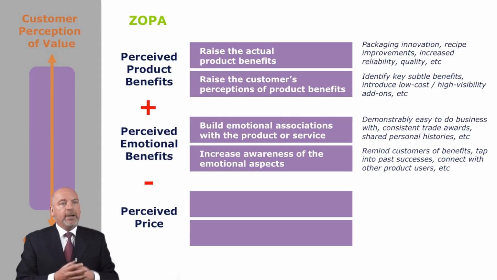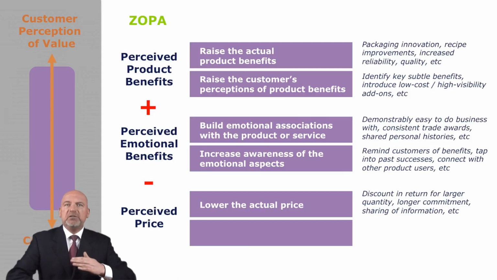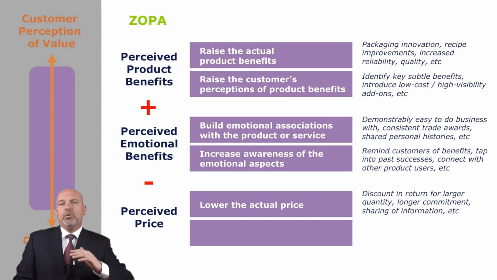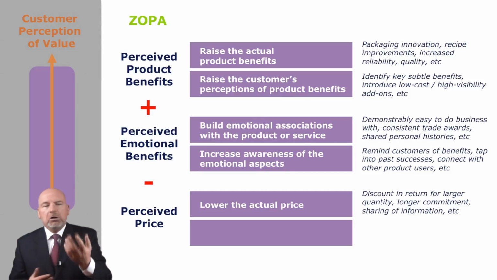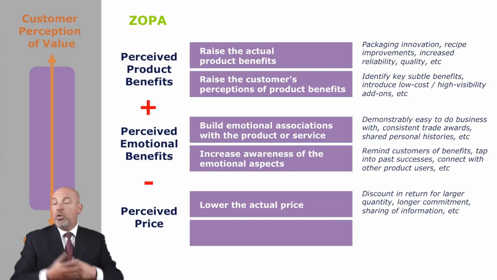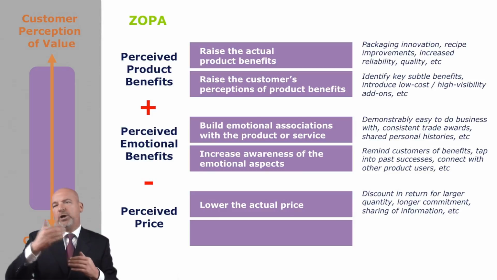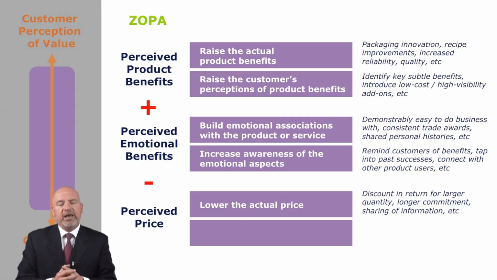The fifth way to increase the ZOPA is obviously to lower the actual price, not necessarily the cost associated with it. But if you're going to lower price, you give it in exchange for large discounts or for data provision, or pay with a tweet. So you say, we're going to make it a bit cheaper, but in exchange you need to do a bit of marketing on our behalf.